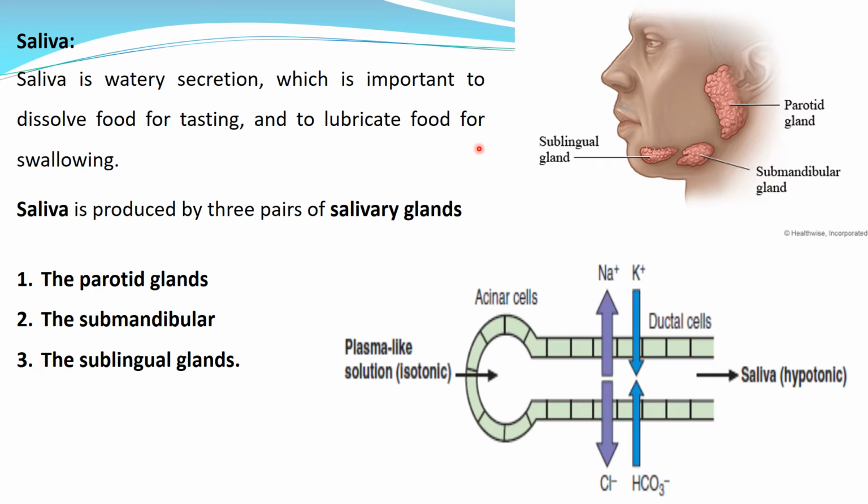Saliva is secreted by three pairs of salivary glands. They are located throughout the boundaries of the oral cavity. The first pair is called the parotid gland. This one is the parotid gland. Then we have the submandibular gland, located below the mandibular bone. And we have another one which is called sublingual, which means it's located beneath the tongue.